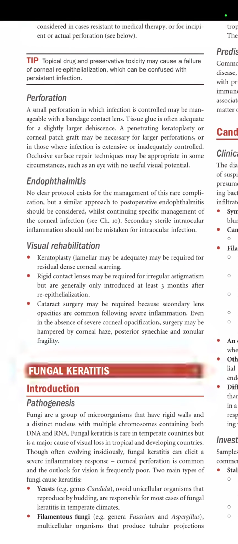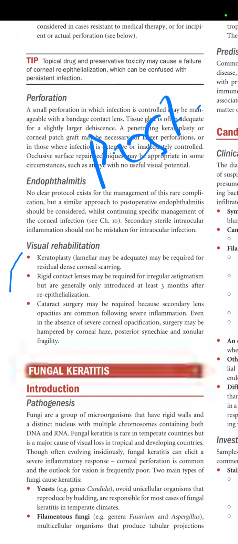Endophthalmitis. No clear protocol exists for the management of this rare complication, but an approach similar to post-operative endophthalmitis should be considered while continuing specific management of the corneal infection. Secondary sterile intraocular inflammation should not be mistaken for intraocular infection. So we have to treat it just like post-operative endophthalmitis.